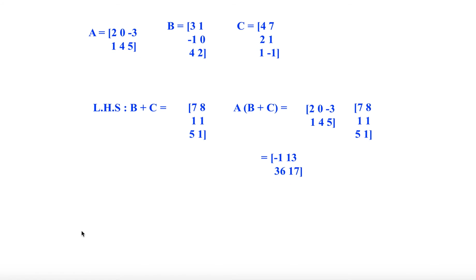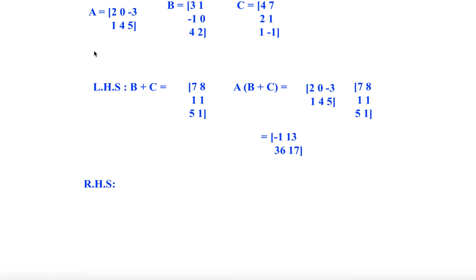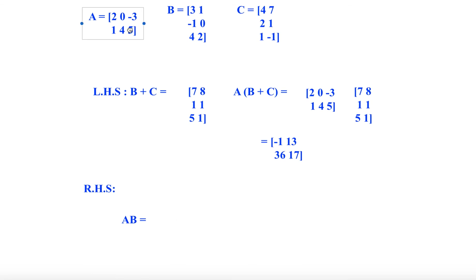Now we have to proceed with the right hand side. What is there on the right hand side? RHS is right hand side: AB plus AC. So now you need to get AB. How to get AB? Here I will write A into B equal to what? You need to write A and you need to write B as usual. So let's get A here.